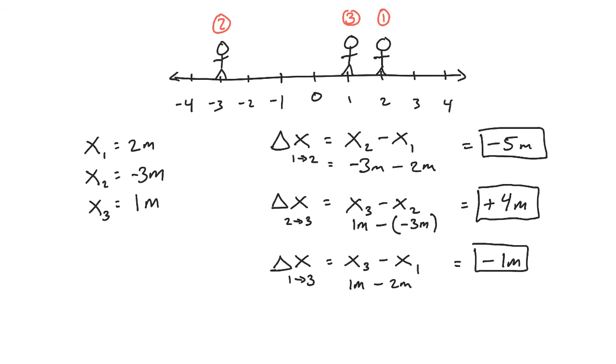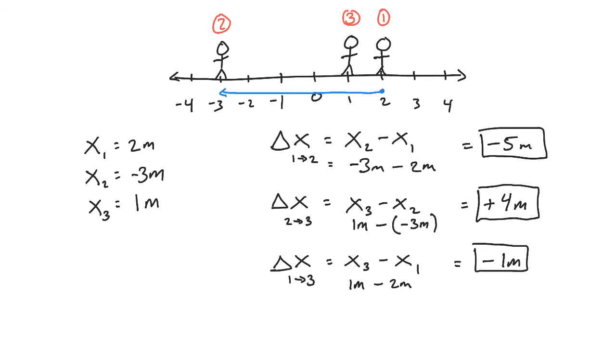One final thing I can do here is actually just draw some displacement vectors by the number line. So if we draw the first one from 1 to 2, well, we just go from where we started to where we finished. There we go. And that would be the displacement vector from 1 to 2. And it has a length of 5 meters, and it's pointing in the negative direction.